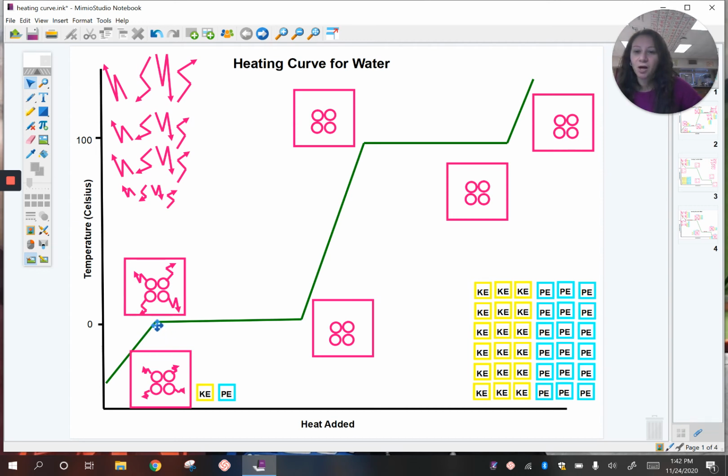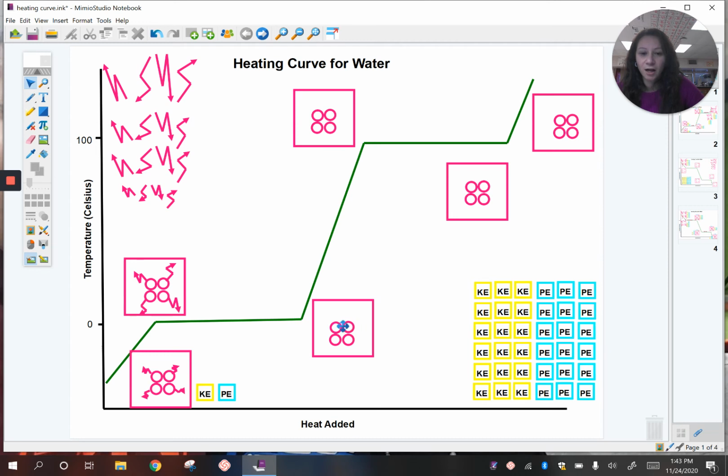As I go from solid at 0 and keep heating it, I start to see it melt. So along this line, I want you to write melting. And the temperature seems to plateau when we're going through a phase change, even though we're heating it. And so my temperature remains at 0 all the way until it all turns into a liquid at 0.